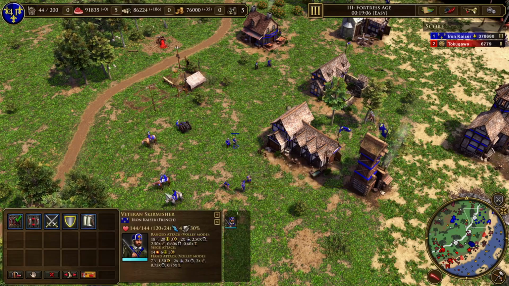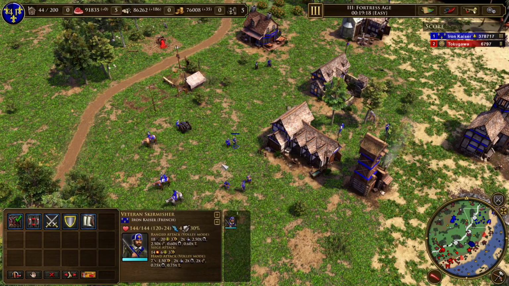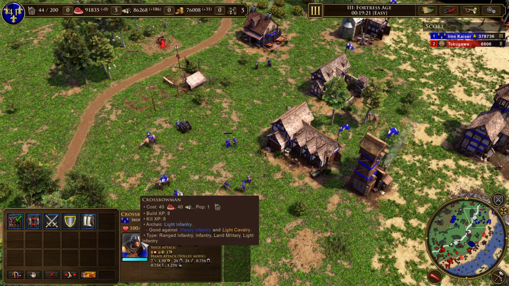And if I click on it, and I mouse over the portrait here, I get even more information. A kind of a general profile. It's a long-ranged unit, but it doesn't have a lot of HP. It's overall better than the crossbowman, but it costs more. If I mouse over the crossbowman, I'm told that it is an archaic light infantry unit, which is important. If a unit is tagged as an archaic unit, it shows it benefits from certain technologies, right?